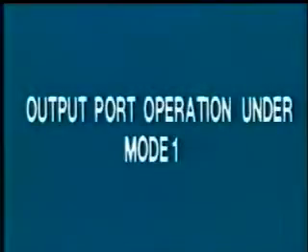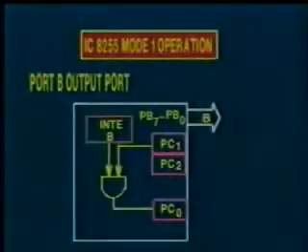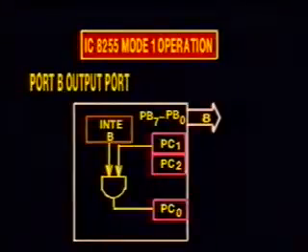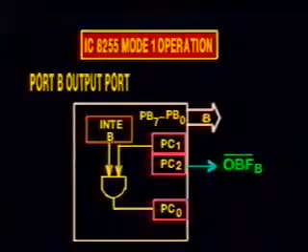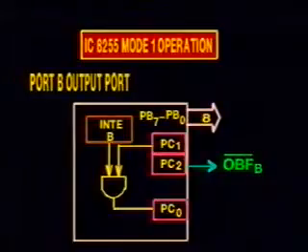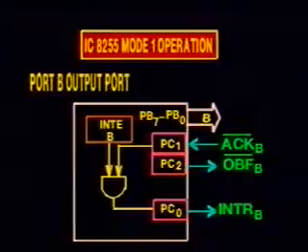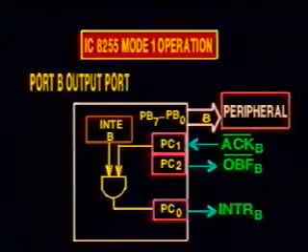Now let us learn output port operation under mode 1. The port B may be used as an output port. Bit 2 of port C is used as output buffer full signal. Bit 1 of port C is used as acknowledge signal. Bit 0 of port C is used as interrupt request signal. Port B may be connected to a peripheral. Output buffer full and acknowledge signals are also connected to the peripheral.